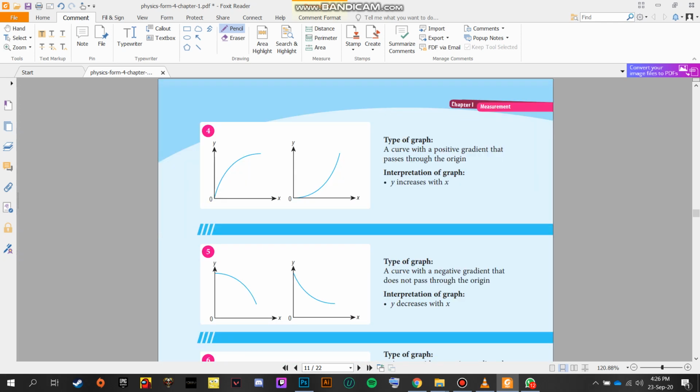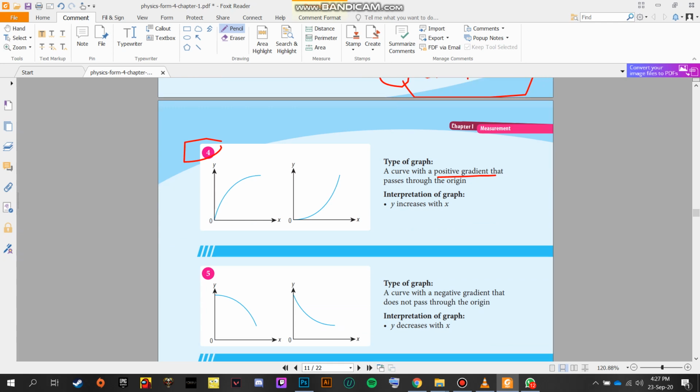Now the fourth graph is a curved graph with a positive gradient that passes through the origin. So we just have a curved graph here, and for the curved graph the equation is very hard, and we're not going to cover it in Form 4 yet in this earlier chapter. So what we can say is just that y increases with x. Either way, if it goes up like that, or if it bends from down to upwards, we could say that y increases with x.